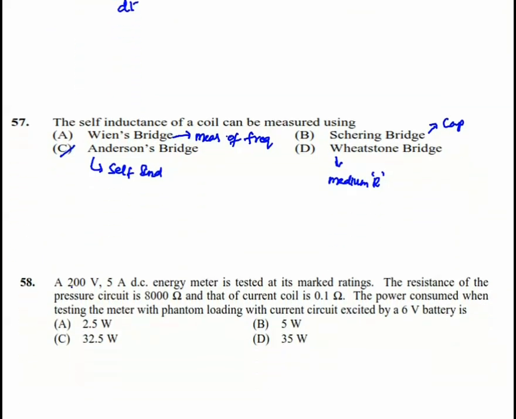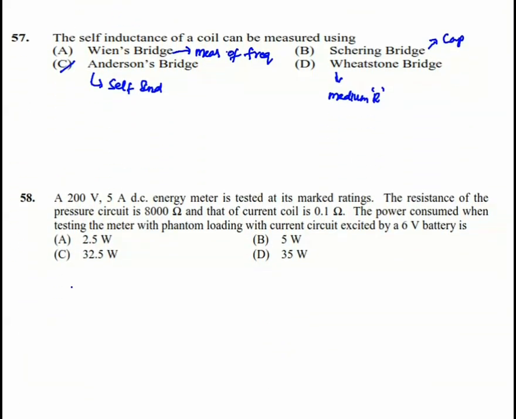And the next question, which is a direct question from the A.K. Sahni textbook. A 200 volt 5 ampere DC energy meter is tested at its marked ratings. The resistance of the pressure coil is 8000 ohms and that of the current coil is 0.1 ohms. The power consumed when testing the meter with phantom loading, with the current circuit excited by a 6 volts battery, is? Here first of all we have two coils, so power consumed by the potential coil.